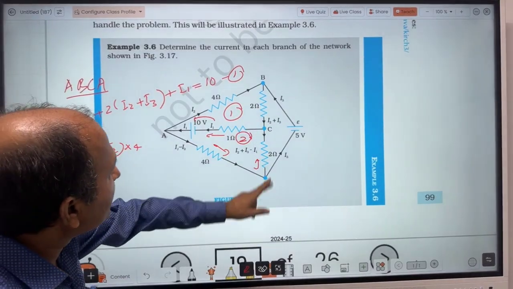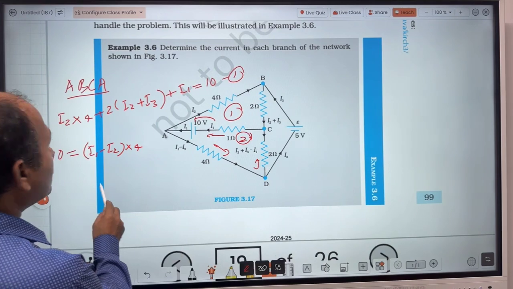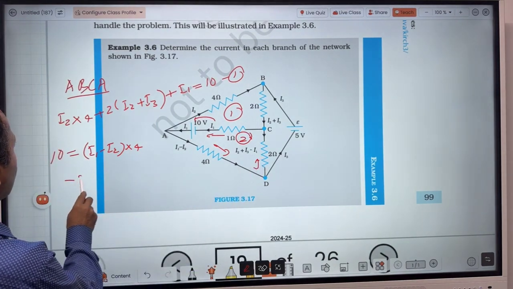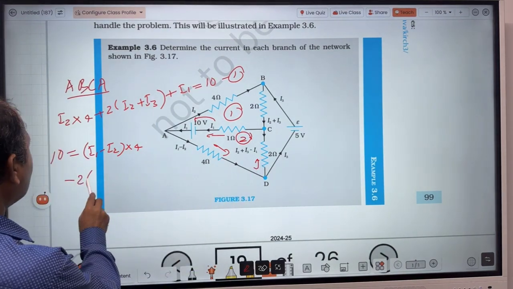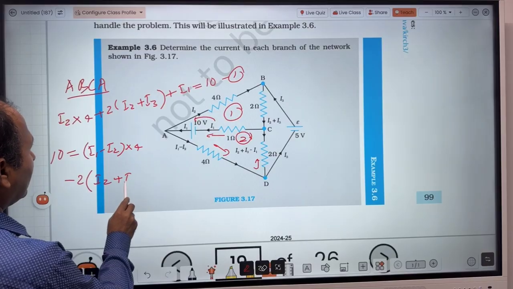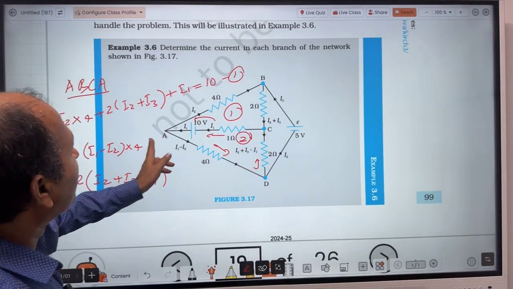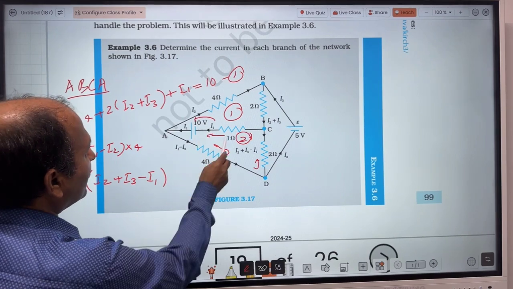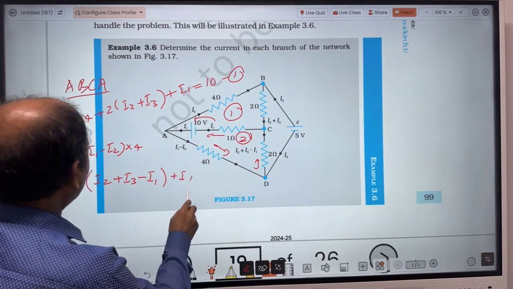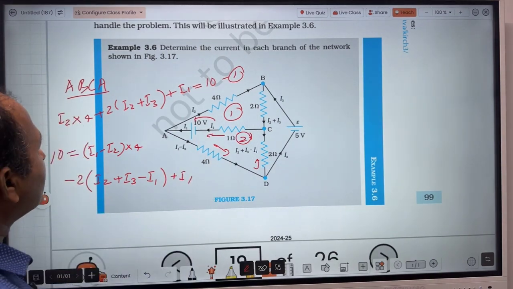Then you are moving like this and the current is coming just opposite. So you have to write minus twice of this I2 plus I3 minus I1. And then you are moving in the direction of current, so that is okay. So here this is I1. So this is another equation.